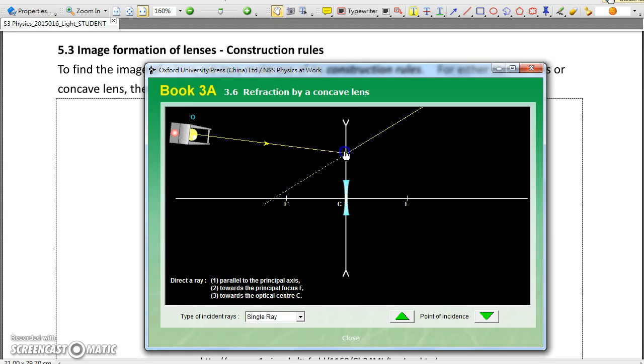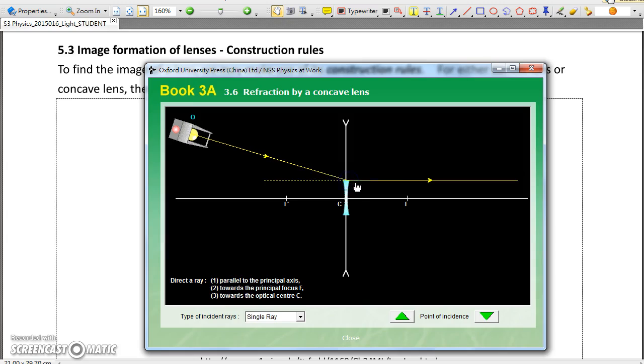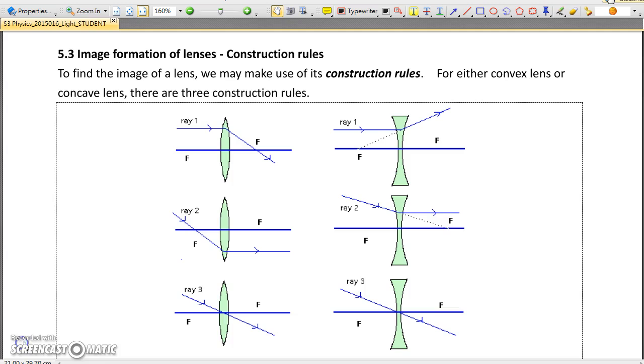The last one is, when the light ray tries to strike the focus on the other side, just like this. It wants to strike the focus on the right hand side. Then when the light ray strikes the lens, it will be refracted parallel to the principal axis. And in this way, we explain how these construction rules are found.